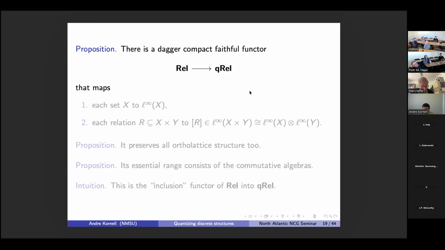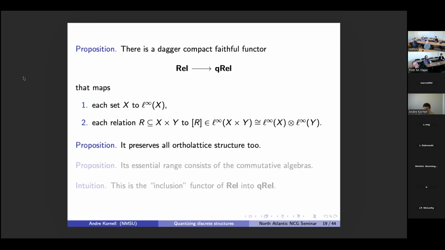This functor is defined in a very straightforward way. We map each set X to L infinity of X. We map each relation R to, well, basically just the indicator function of R. So the standard way of going from subsets to projections, where of course I'm identifying L infinity of the Cartesian product of sets with the tensor product of the algebras. And this is of course something very familiar, so I'm going to do this without comment for the rest of the talk.